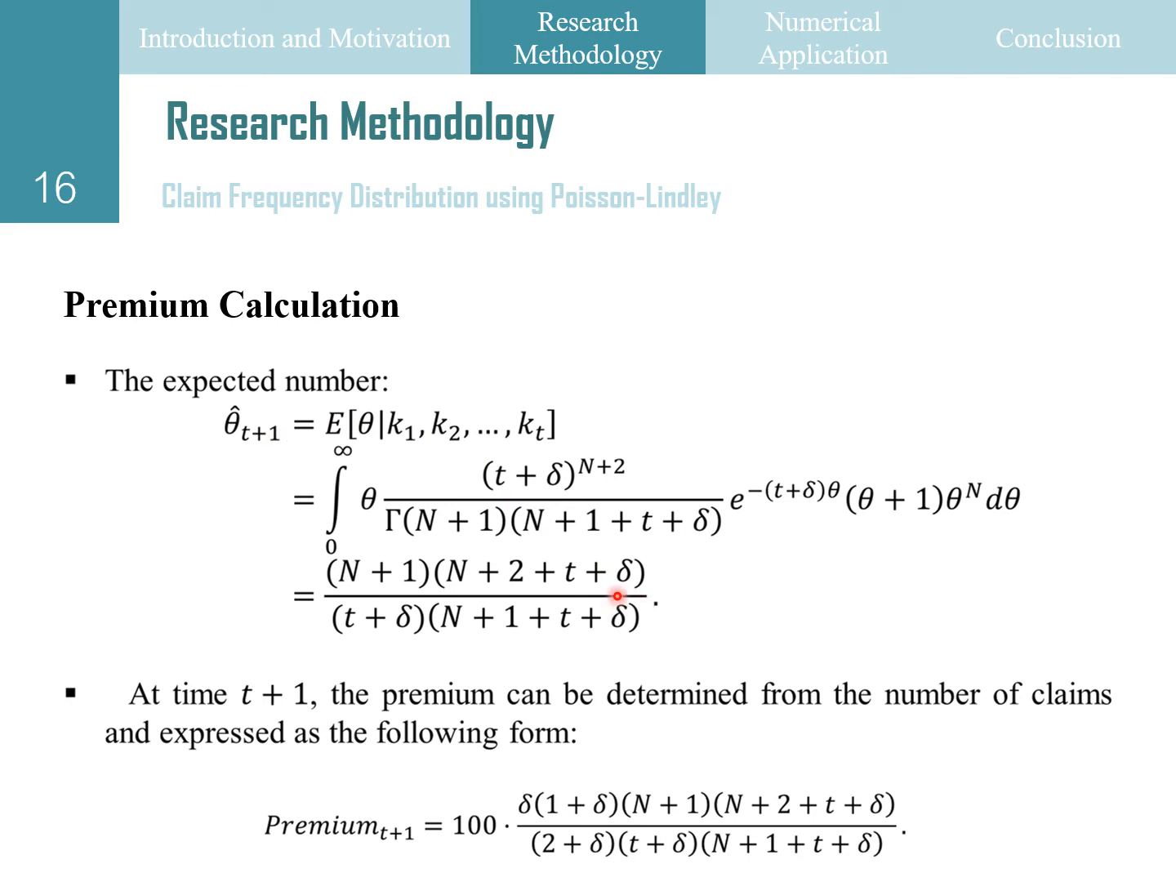Assume that the initial premium or base premium at time t equal to 0 is 100. Then, at time t plus 1, the premium can be determined from the number of claims and expressed as the following form.